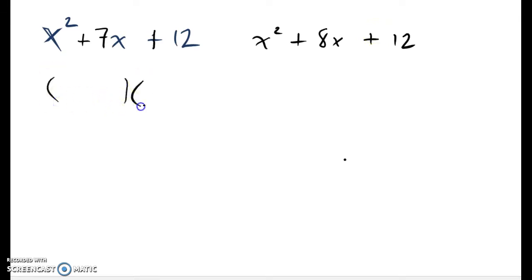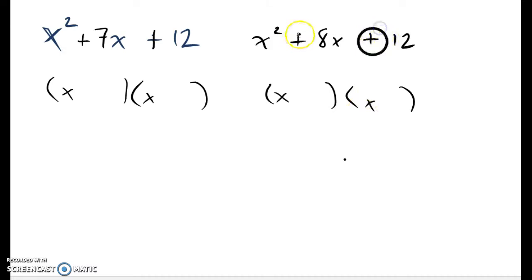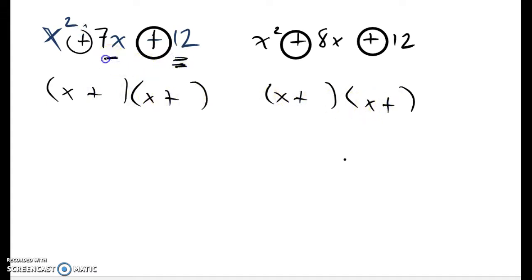2 sets of parentheses. And we know that we can just break up the x's. We can do step 2 really easily. Step 3, look at the signs, positive, positive. Same here. Positive, positive. So we're going to have positives on both. For this one, what times what gives you 12 that adds up to 7? 3 times 4 is 12.